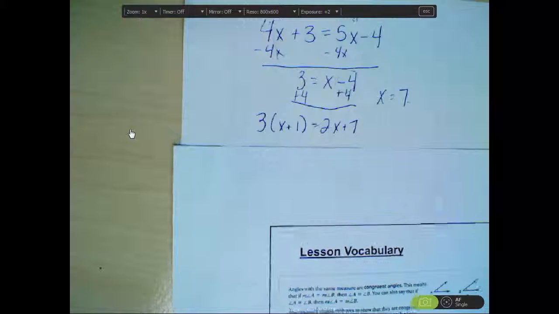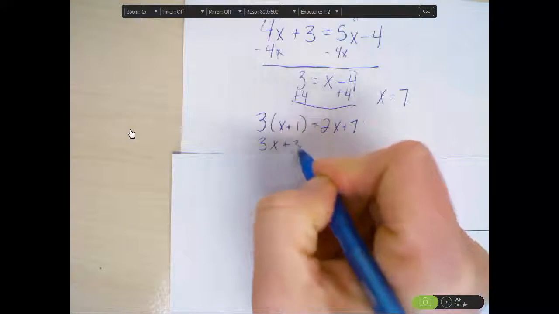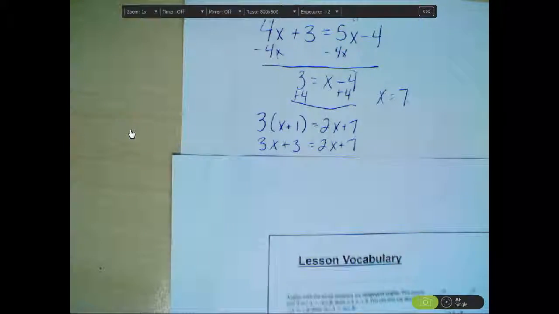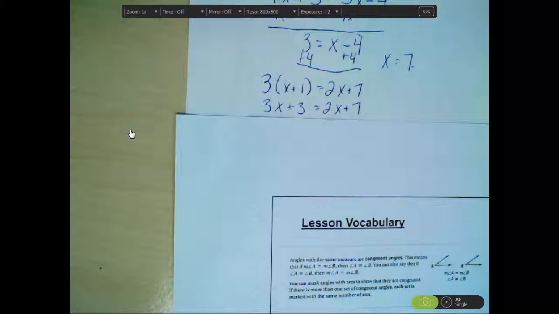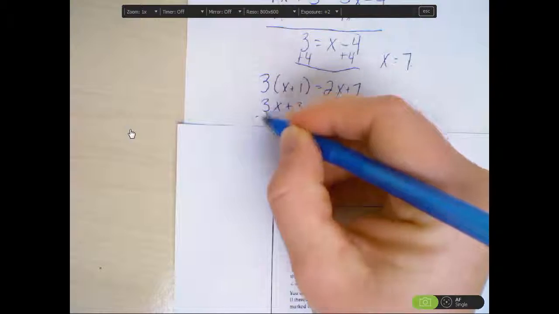Here's a situation where we have to distribute before we can move anything from left to right. So 3 times x is 3x, 3 times 1 is 3. Now everything's combined. You can't combine anything on the left or anything on the right. So find your smaller x, which is 2x in this case. So I'm going to minus 2x from both sides.